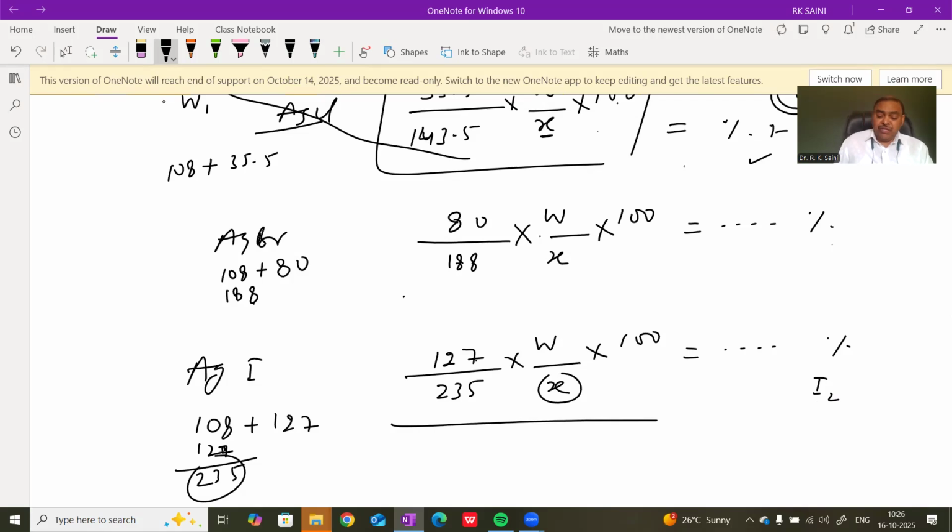And these are the estimation, qualitative and quantitative, of halogens.